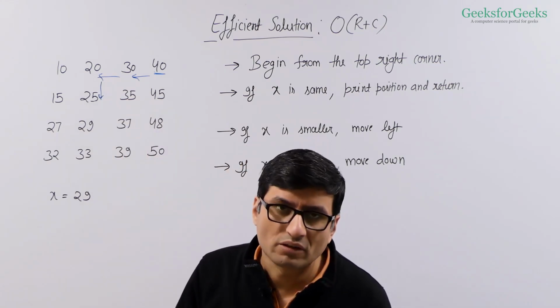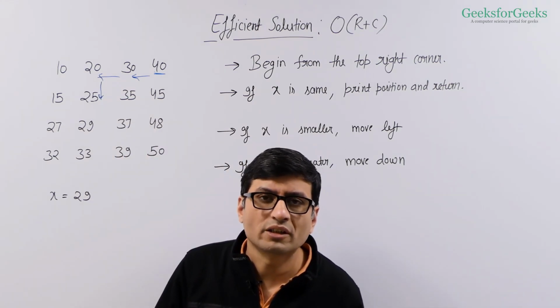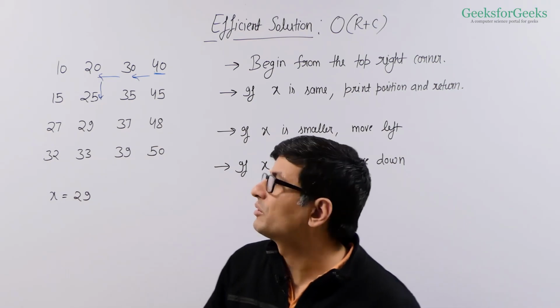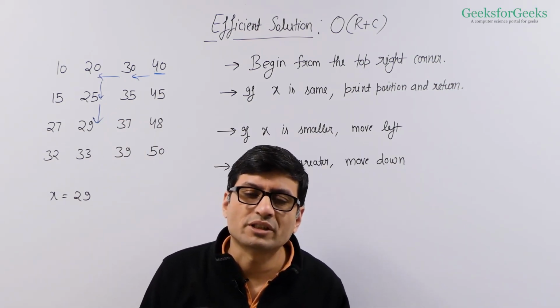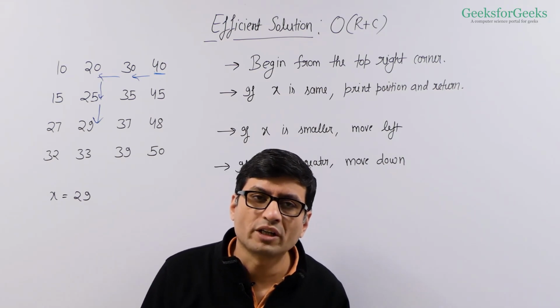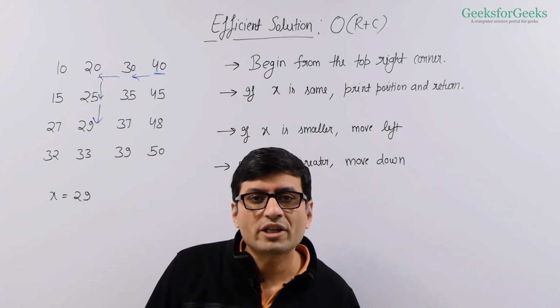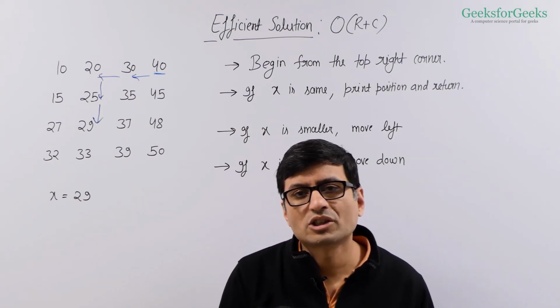Now x is greater. 25 is smaller than 29. 29 is greater. X is 29. So we come here. At this point, x is same as the current element. So we found 29 and we print it and we return. Let us see how does this work.